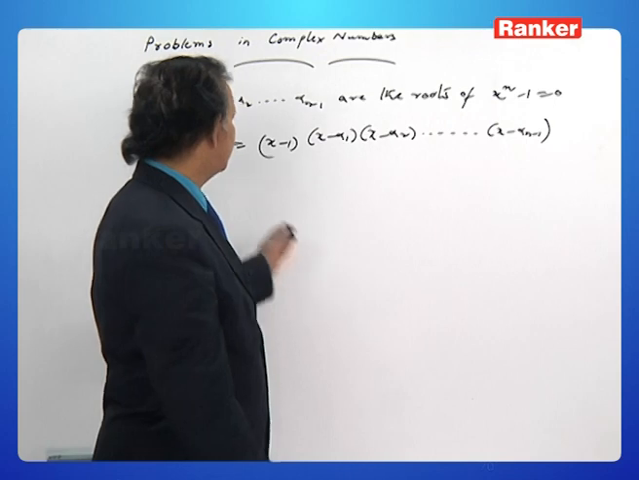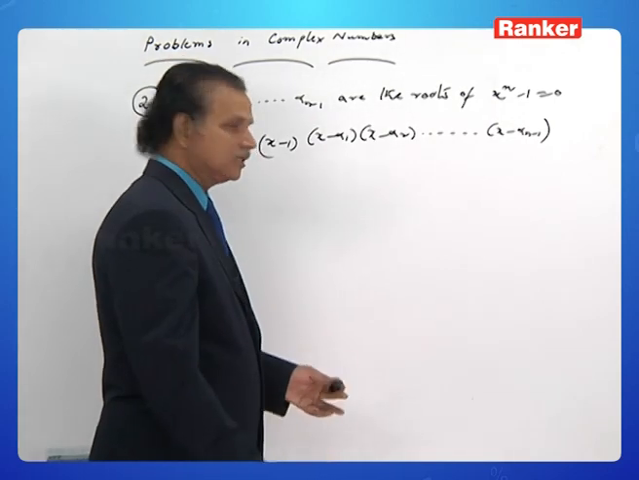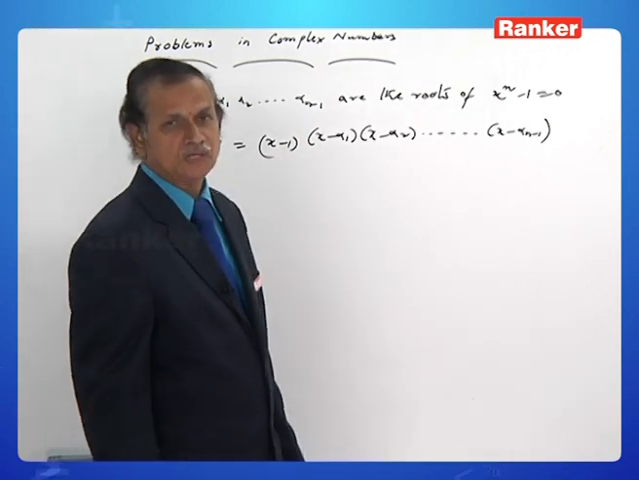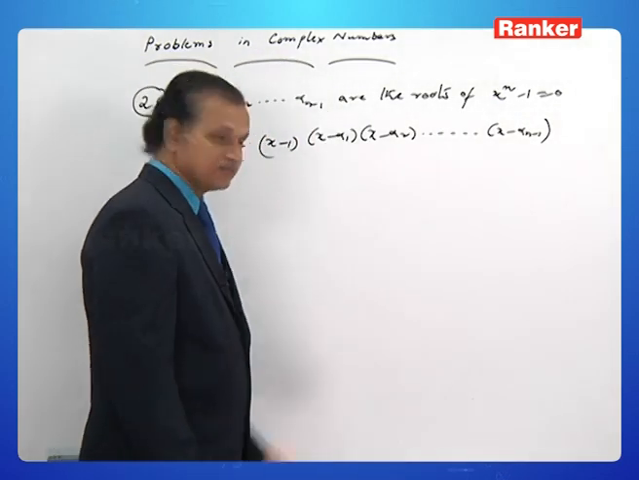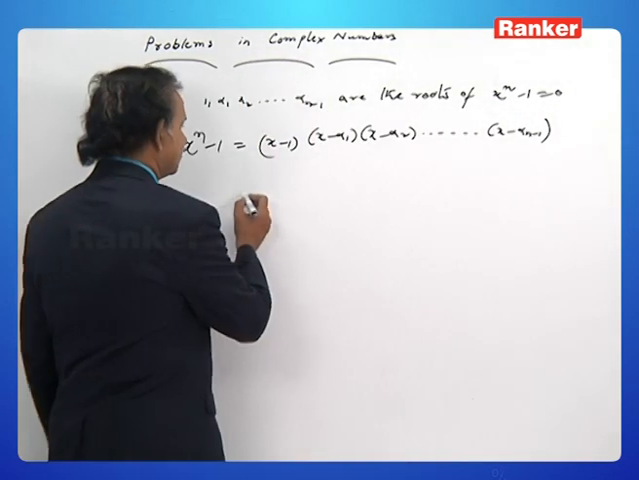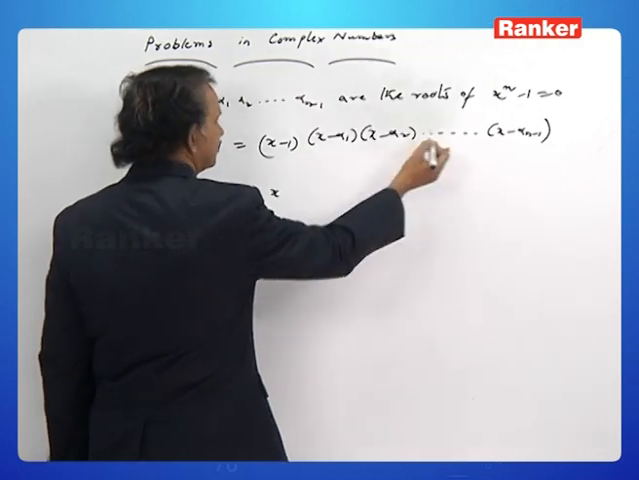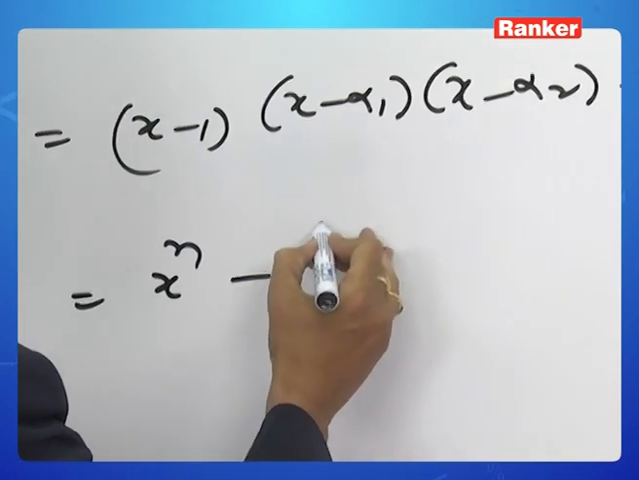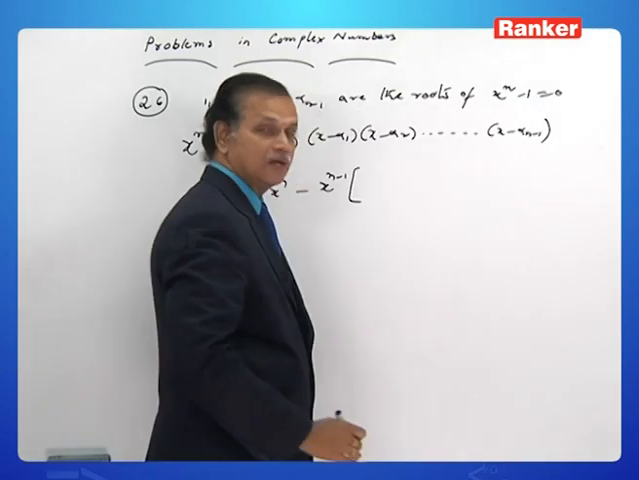Naturally, it is an equation of nth degree with leading coefficient 1. Hence, it can be split into n linear factors, of course. As all the n roots are before us, it can be written like this: x^n minus, and this is an equation of nth degree, x^n minus x^(n-1) into.